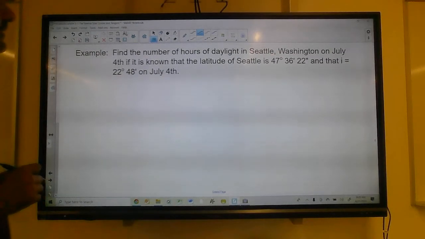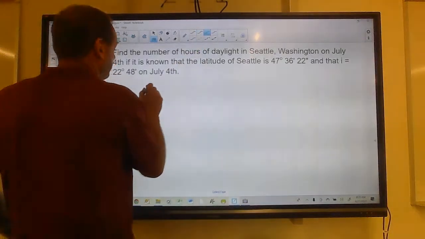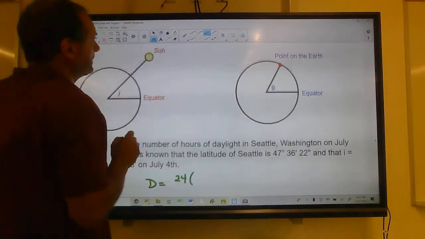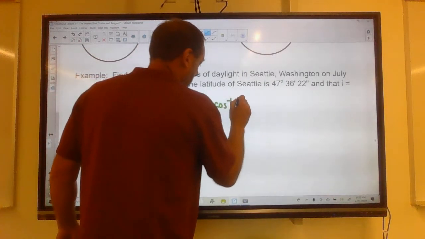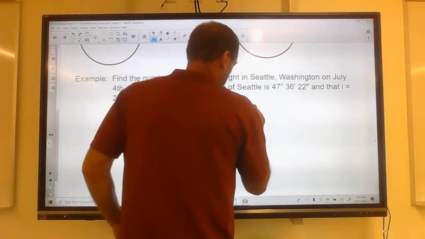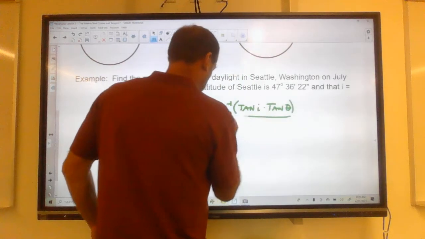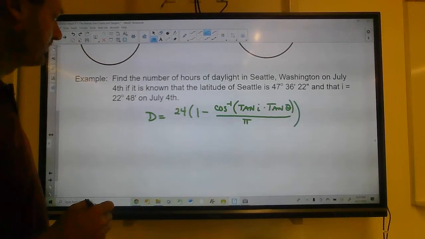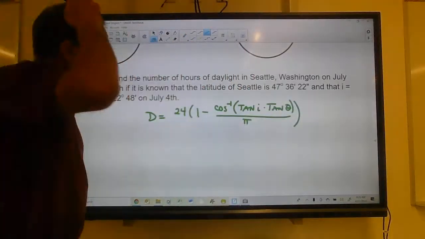So the first thing we need to do is write down our formula. D equals 24 times, open parentheses, 1 minus the arc cosine of the tangent of I times the tangent of theta, all over pi. Okay, so there's our formula. We just have to plug in I and theta.